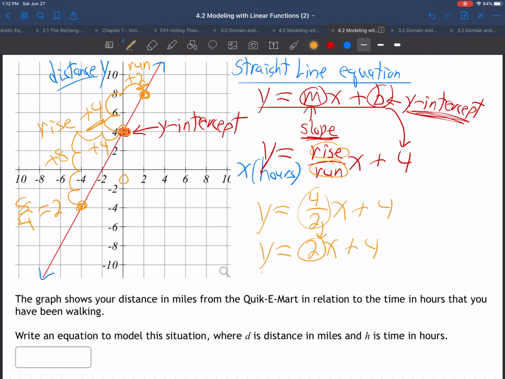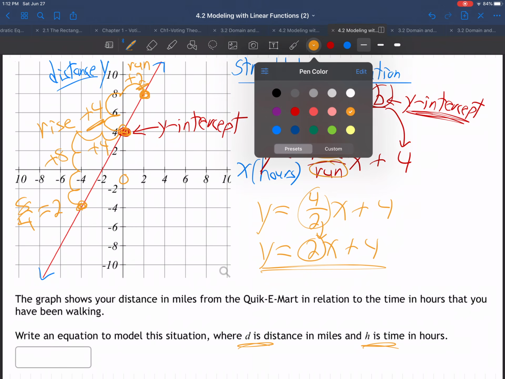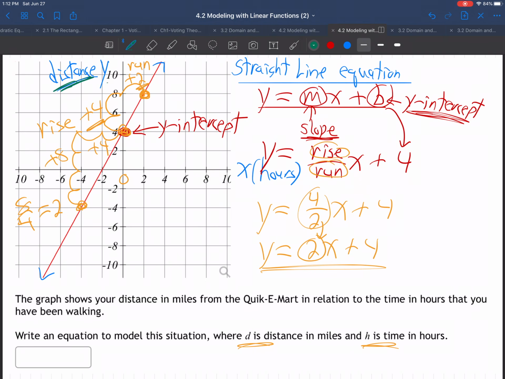So there is the equation. Now the last thing is we've got to change it back. They want D and H. Well, how do you know which one is which? Well, the distance is y, so that's your D right there. And the x is hours, that's your H. So it's D equals 2H plus 4. So that's the equation of that line from the graph, like that.